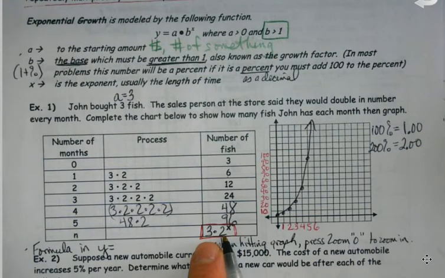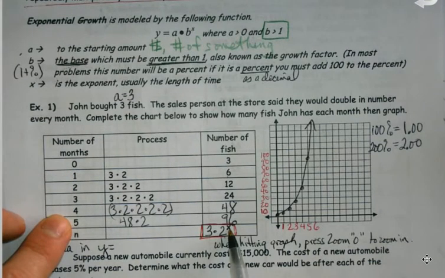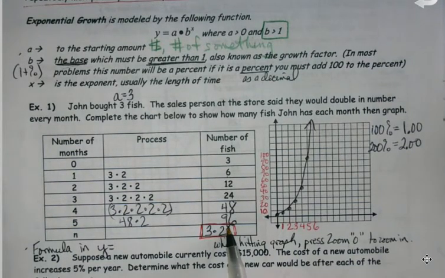That's where the 2 is coming from. And then x just allows me in a general way to say I can find out how many fish are in any month. I just would plug that value in. So if I want to know how many fish there were in a month, like a year, let's say, I could plug in 12 for x. If I want to know after 5 years, I could plug in 60.